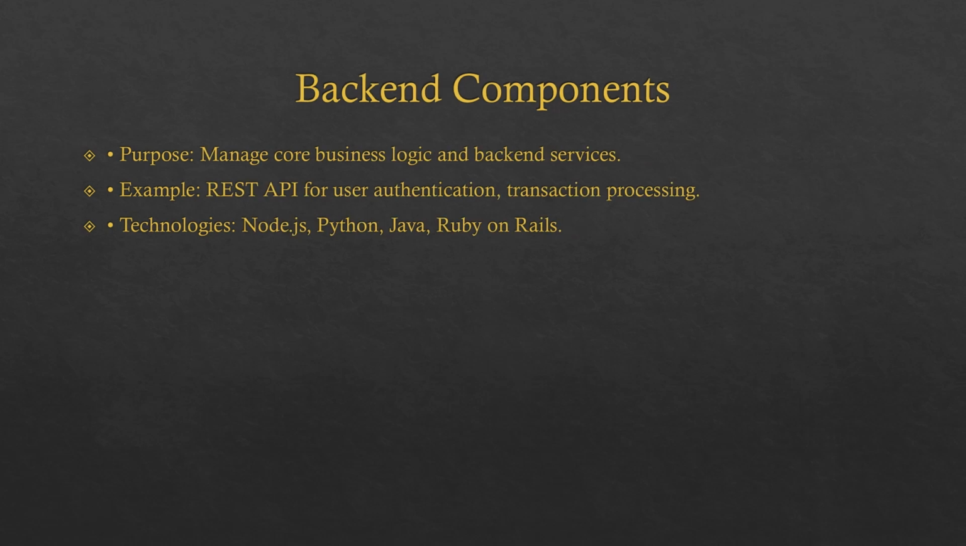The backend is the backbone of our system, handling the business logic and data processing. This is where things like user authentication, transaction processing, and other critical operations happen. Common technologies for backend components include Node.js, Python, Java, and Ruby on Rails.